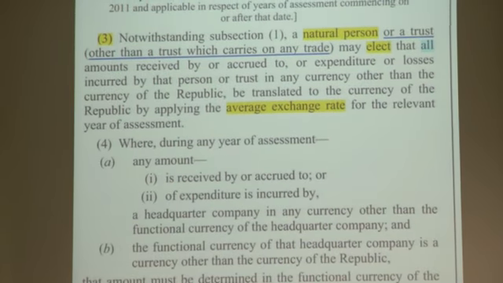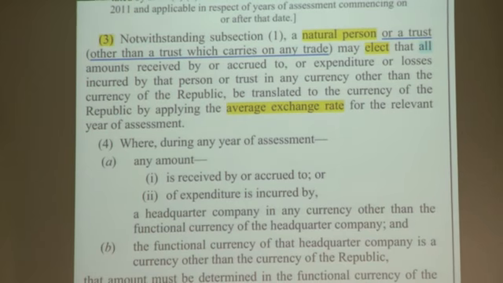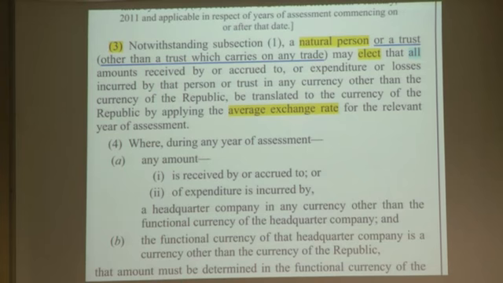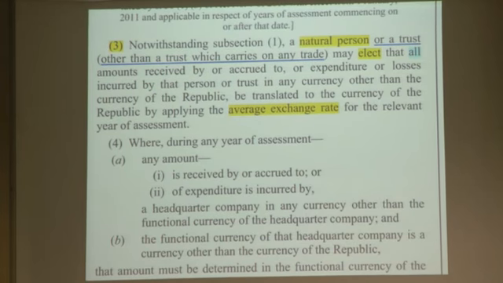For me, a very important one is subsection 3, where you have a choice whether you want to go spot rate or average. It says, notwithstanding subsection 1, so even though the rule in subsection 1 is spot rate, a natural person or a trust other than a trust which carries on a trade, which I call a non-trading trust, a trust that just has passive income and doesn't have trading activities, may elect. I put the word or in bold, in blue highlighting, because that's very important. Once you decide to make that election, you can't chop and change during a year of assessment to see which one is best for you.